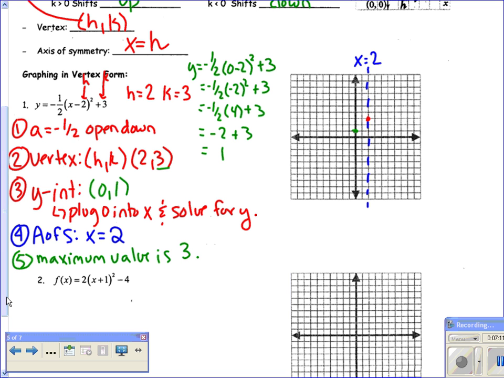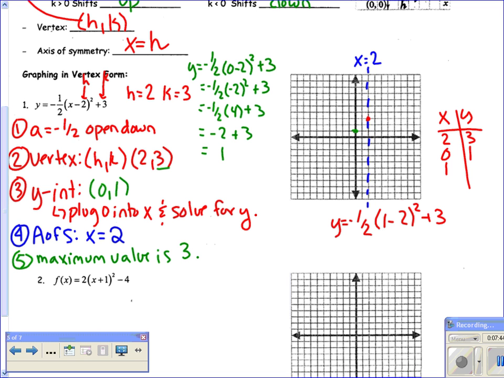Now remember that we can go ahead and graph this by making an xy chart, so I'm going to do that off to the side right here. We already have our vertex, which we know is at 2, 3. So remember, you pick points to the left or the right to come up with them. Well, I already have the point for my y-intercept, which is at 0, 1. And so I'm just going to do points to the left. So now I'm going to plug in 1 into my equation and see what I get. So remember, you always plug it into your original equation. So I have negative 1/2 times 1 minus 2 squared plus 3.